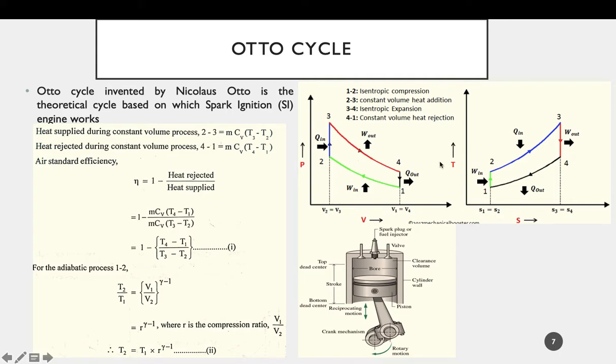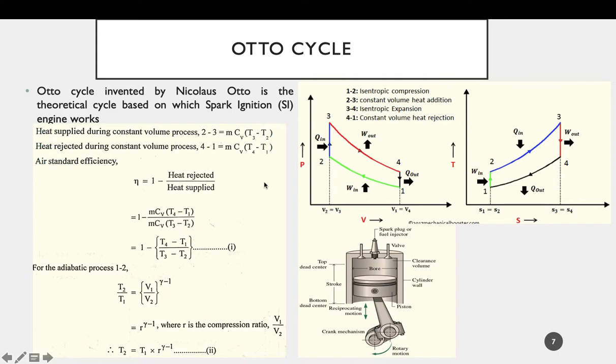Now the same process has been represented on the TS diagram, the temperature-entropy diagram, where 1 to 2 represents reversible adiabatic or isentropic compression. Since entropy is constant, it is represented as a vertical line. And also during the compression process the temperature increases, so that is evident from the process 1 to 2 marked here. Then from 2 to 3 we have a constant volume heat addition process, where Q in amount of heat is added. 3 to 4 is a reversible adiabatic or isentropic expansion process, and 4 to 1 is a constant volume heat rejection process, where Q out amount of heat is rejected from the system.